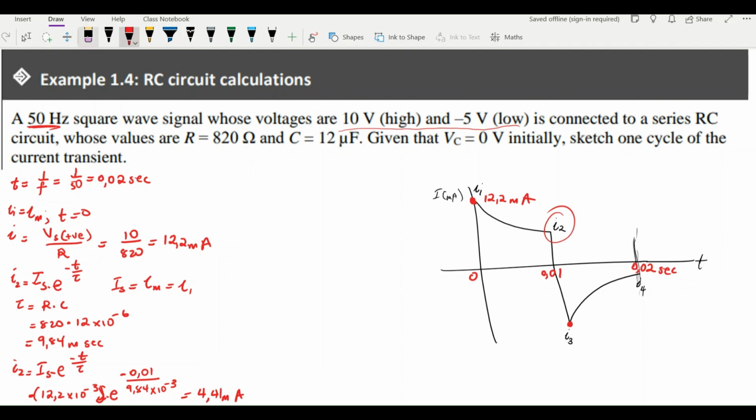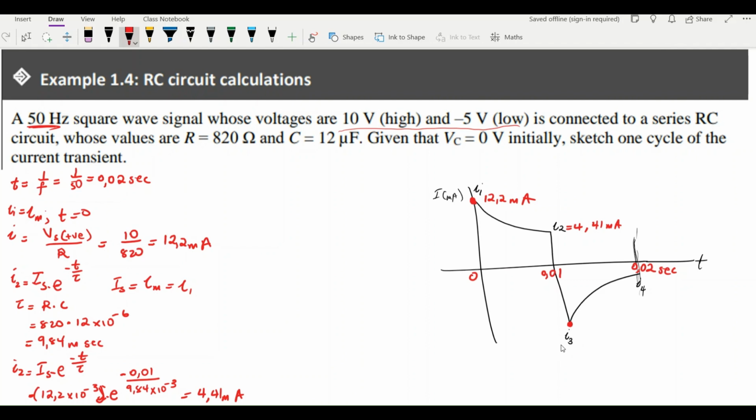It is the current I2, the current that will flow here. This would be equal to 4.41 milliamperes, just like that. You see that? Perfect. Now we need to go on and calculate our I3.